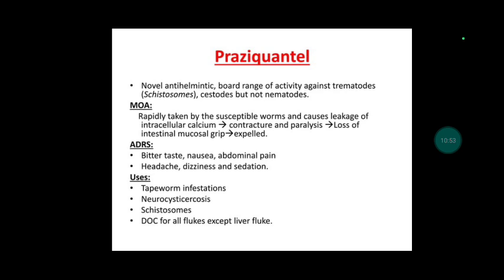Now praziquantel. So praziquantel is a novel antihelminthic with broad range of activity against trematodes and cestodes, but not nematodes. Okay, so praziquantel is not effective against nematodes. So what is the mode of action? It is rapidly taken up by the susceptible worms and causes leakage of intracellular calcium and contracture and paralysis, loss of intestinal mucosal grip, and the worms are expelled. So now further we'll see what are the adverse drug reactions of praziquantel.